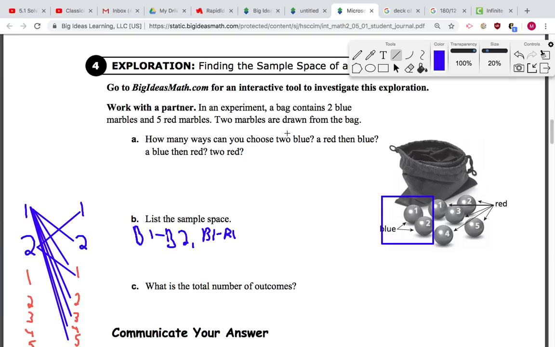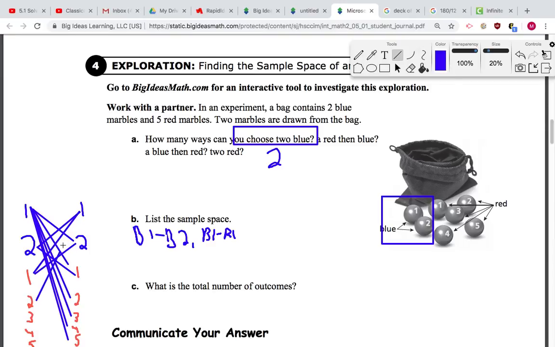And then it says, how many ways can you choose two blue? So I'll answer that for you. It should be obvious. You either draw the first one and the second one, or the second one and the first one. So the answer for this is just 2. There's only 2 ways. But then it says, how many ways can you choose a red then a blue? Which is the number of connections you have. 1, 2, 3, 4, and so on and so forth. And you guys have to count these out.